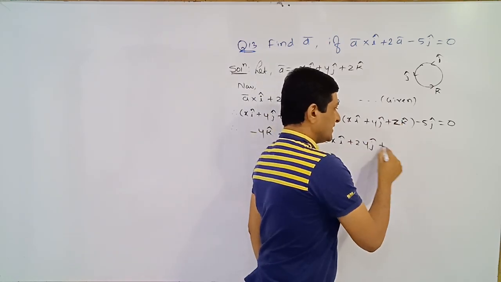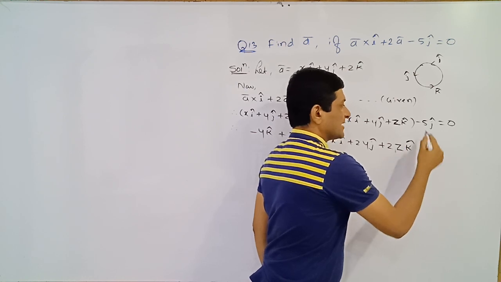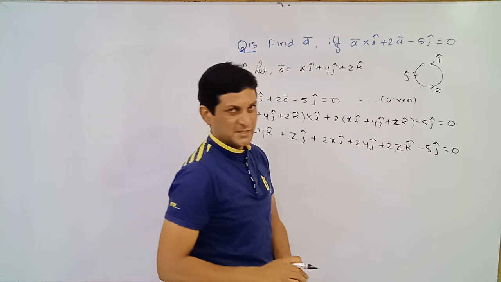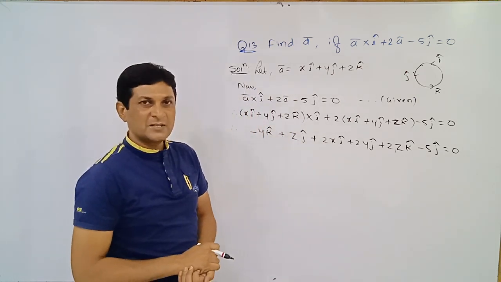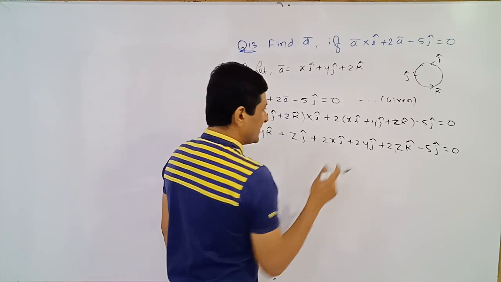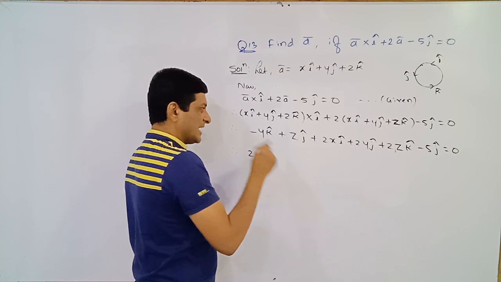2 into z is 2z k cap. Lastly minus 5j cap is equal to 0. Keep it as it is. Now first we are collecting the terms of i cap. If you observe this expression, only one term of i cap is there. So collect the terms of i cap. Only one term, 2x i cap, is there.